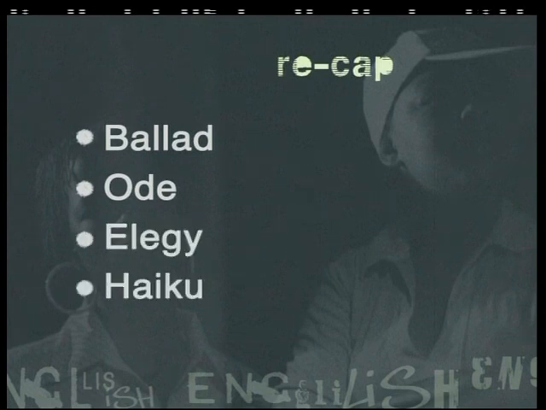Hi, I'm Charlotte. In our previous lesson, we looked at 4 types or forms of poems that you may come across in your English work: ballad, ode, elegy, and haiku. In addition to these forms of poetry, there is one more type of poem that is very important, the sonnet. And before we discuss the sonnet any further, let's look at a definition.